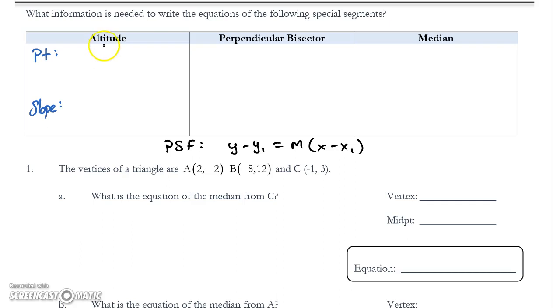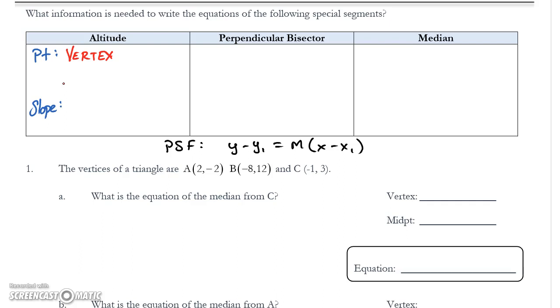Alright, so in an altitude, my directions will likely say something to the effect of write the equation of the altitude from, and it'll give you a point. That point will represent one of the vertices of your triangle. That's the point we need to use. Use the vertex that they give you. For example, find the equation of the altitude from point A or from B. I would use point A or I would use B.